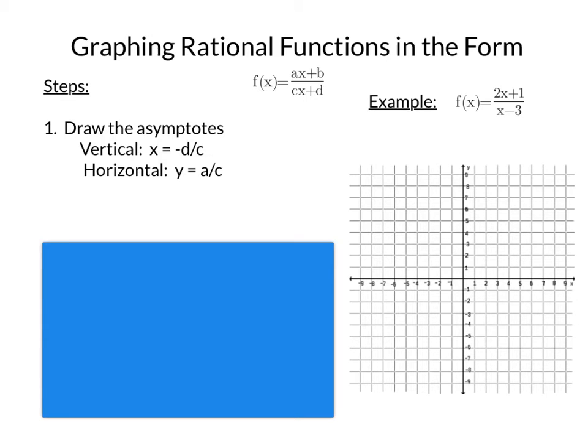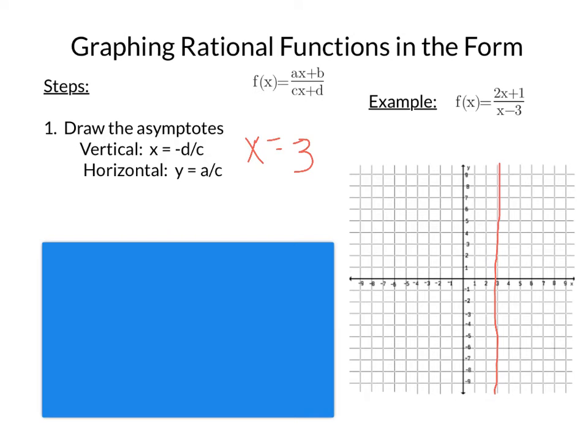c. Looking at our equation, our value for d is negative 3. Negative 3 makes it positive 3. When I take my positive 3 and I divide it by the value of c, 1, I get the vertical asymptote x equals 3. So I'm going to go to 3 on my x-axis and draw in my vertical asymptote.